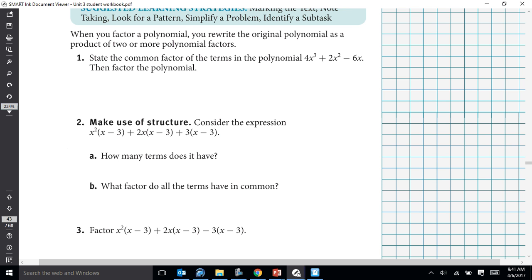Looking at our x, all 3 terms have an x, right? So can we factor that out? Yeah. What else can be factored out of each term? 2. So let's start by factoring out a 2x. So we're going to divide each term by 2x. So 4x cubed divided by 2x, 2x squared divided by 2x, and negative 6x divided by 2x.